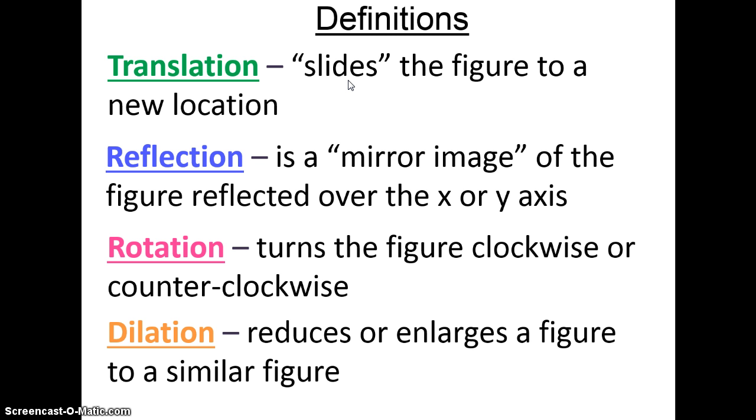Our rotation turns the figure clockwise towards the right or counterclockwise towards the left, but the size doesn't change. This year we're just going to rotate it around the origin, 90 degrees, 180 degrees, or 270 degrees. And our dilations, just like I was talking about those pupils being dilated, it's going to make it either larger or smaller. Kind of reminds me of proportions in our similar figures when we take a shape and we make it bigger and the sides are proportionate.